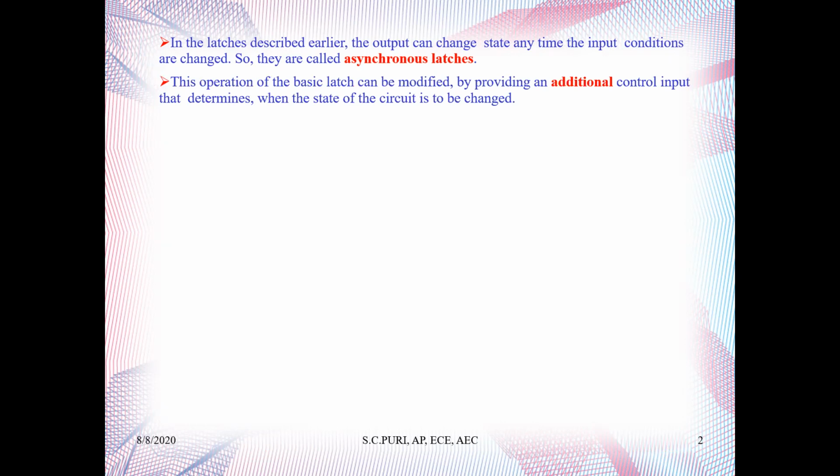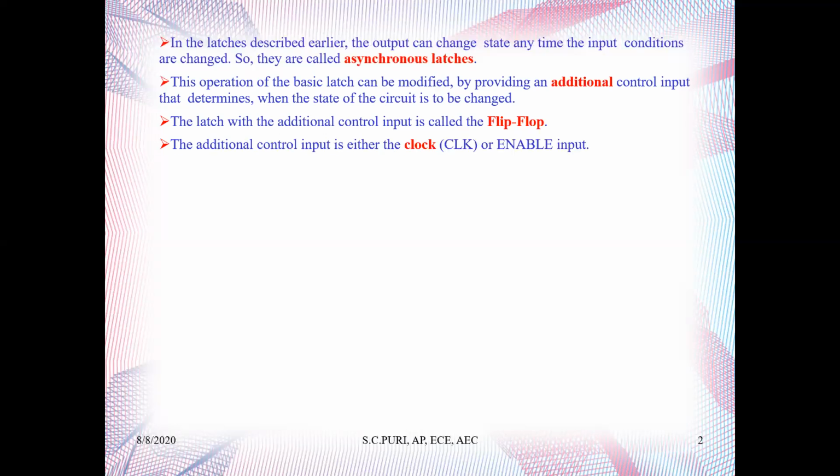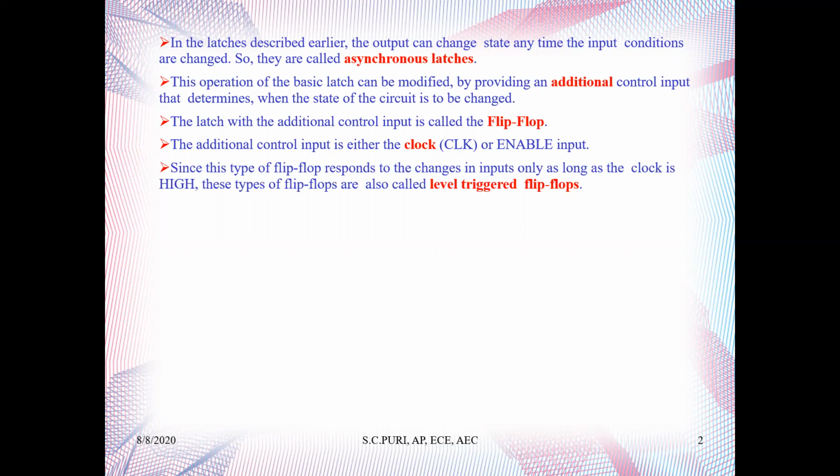This operation of the basic latch can be modified by providing an additional control input that determines when the state of the circuit is to be changed. The latch with the additional control input is called the flip-flop. The additional control input is either the clock or enable input. Since this type of flip-flop responds to changes in inputs only as long as the clock is high, this type of flip-flop is also called a level triggered flip-flop. Now triggering we will be discussing next.